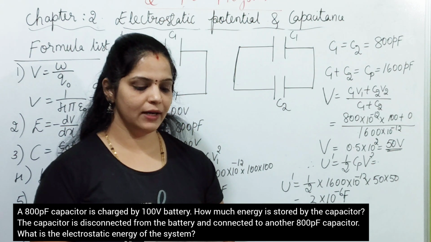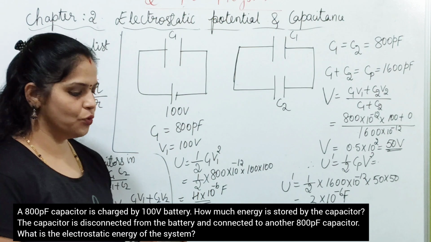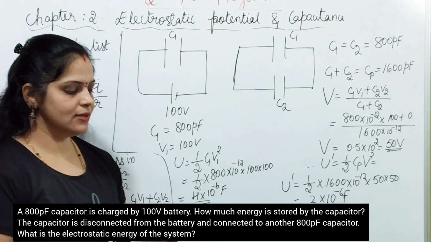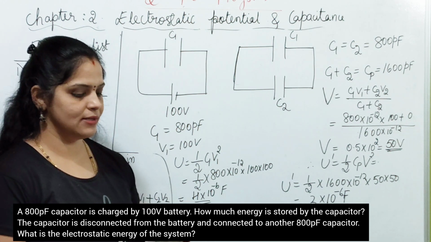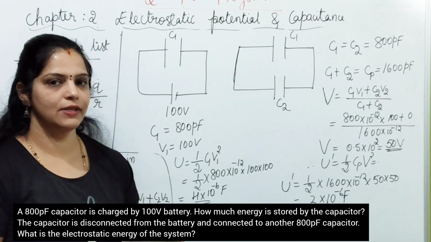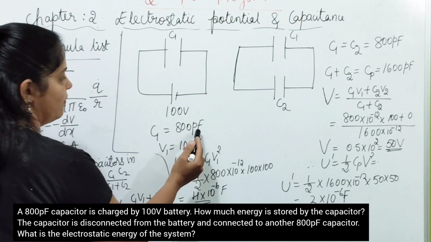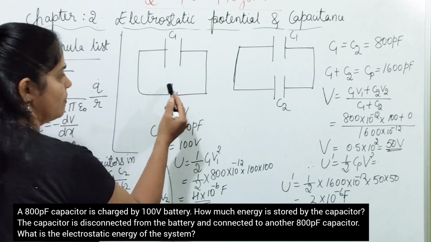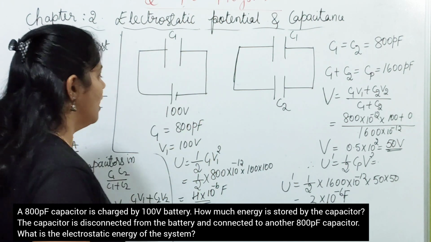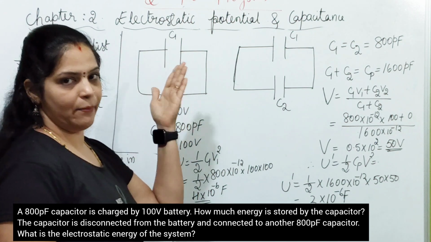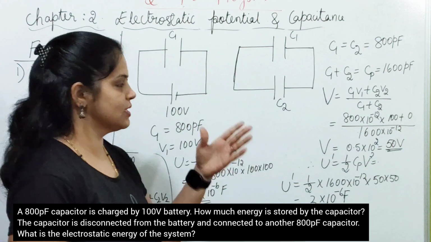One more question. An 800 picofarad capacitor is charged by a 100 volt battery. How much energy is stored by the capacitor? The capacitor is disconnected from the battery and connected to another 800 picofarad capacitor. What is the electrostatic energy of the system? See, here initially one capacitor, that is 800 picofarad, is connected to a 100 volt battery. Then what happens? This capacitor starts charging and its energy increases. A capacitor is used to store charges and hence it stores energy, electrostatic energy.